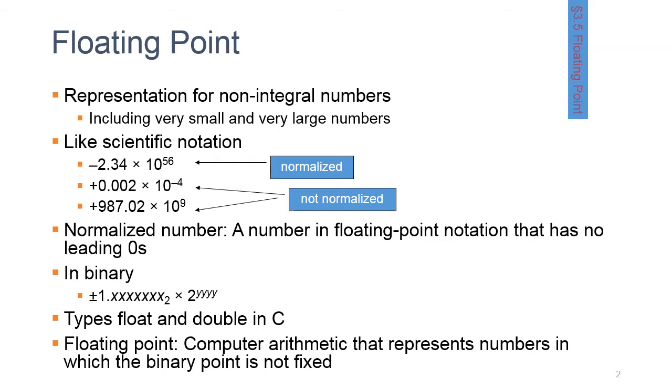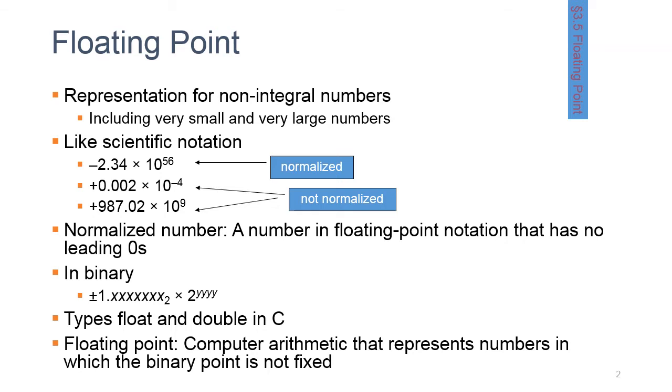In some cases, the number does not represent a small fraction, but is bigger than we can represent with a 32-bit signed integer. The alternative notation for these numbers is called scientific notation. In scientific notation, there is a single digit to the left of the decimal point. A number in scientific notation that has no leading zeros is called a normalized number. A normalized number is the usual way to write it.